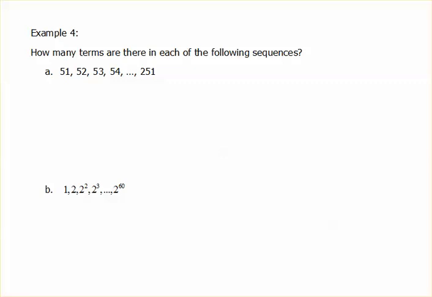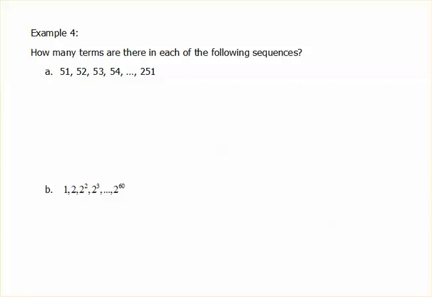Here we go with example 4. So we have directions that say, how many terms are there in each of the following sequences? We have 4 different examples, and our first one is 51, 52, 53, 54, and so on, up to 251.